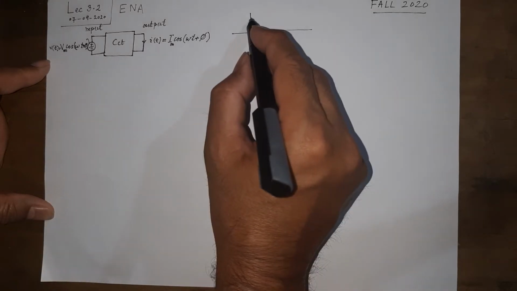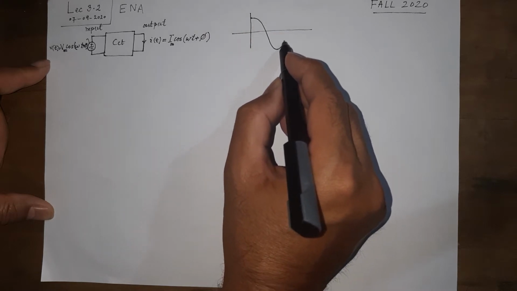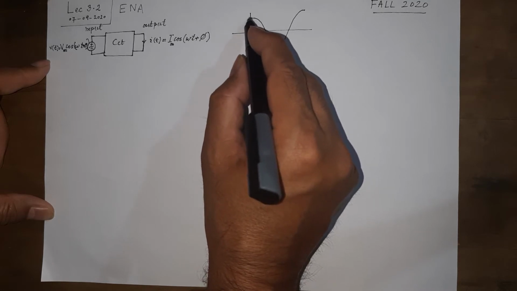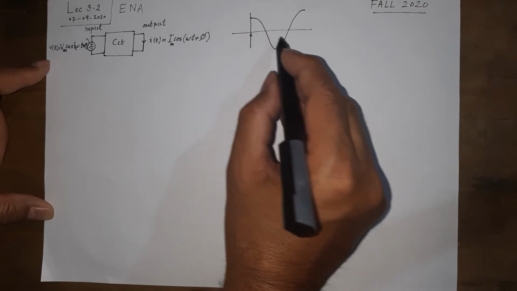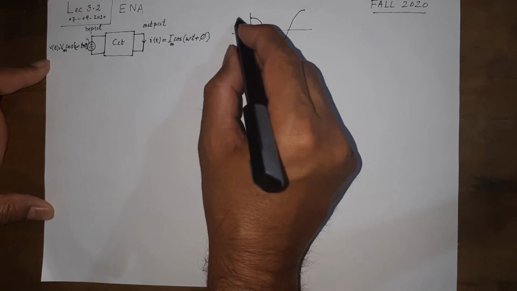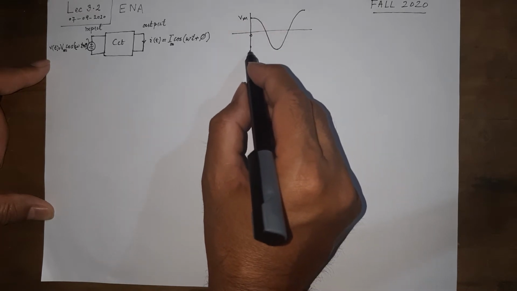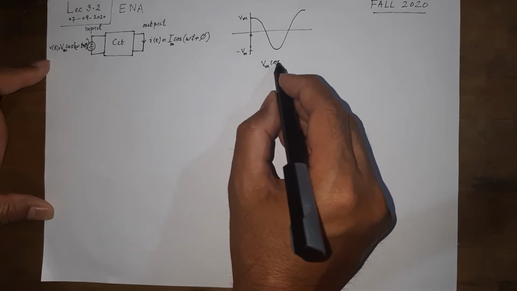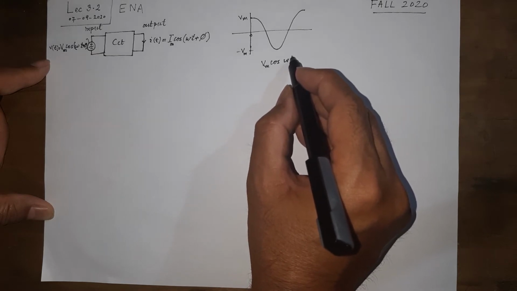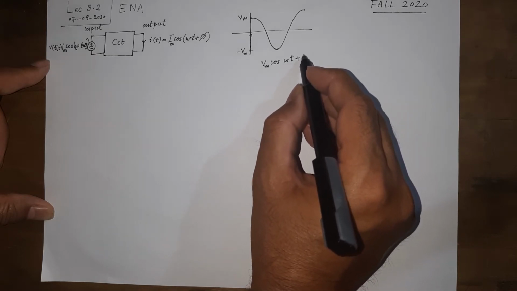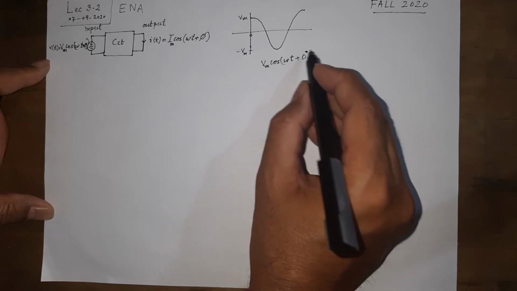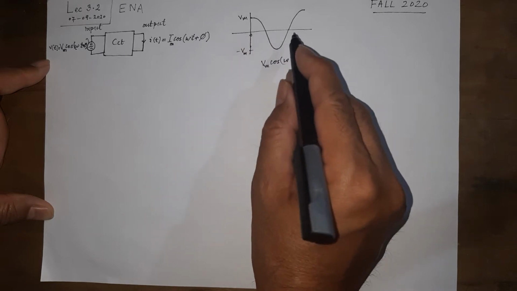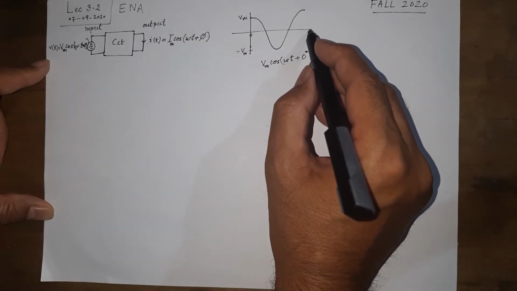So if a cosine waveform starts as a nice cosine wave starting at t equal to 0 like this, the peak happening here, and this is Vm, this is minus Vm, then the expression for this would be Vm cos of omega t plus 0. So there is no phase angle. It's a nice cosine wave starting at t equal to 0.